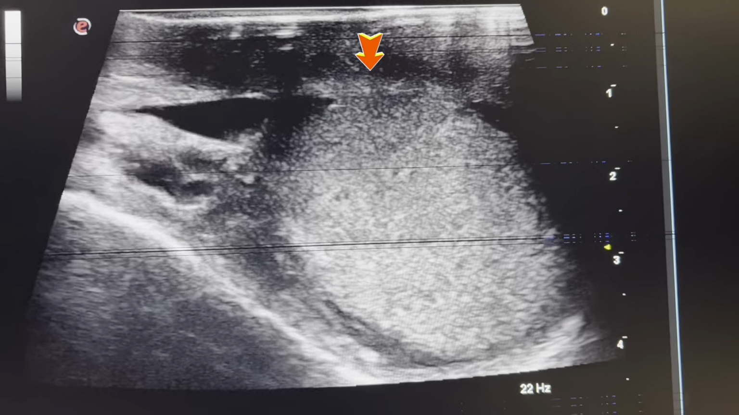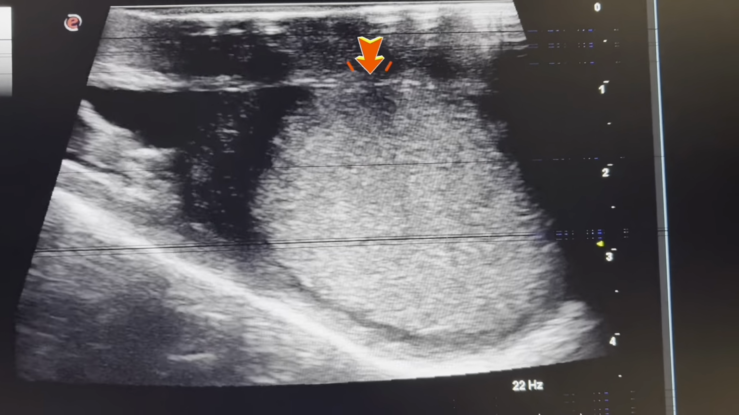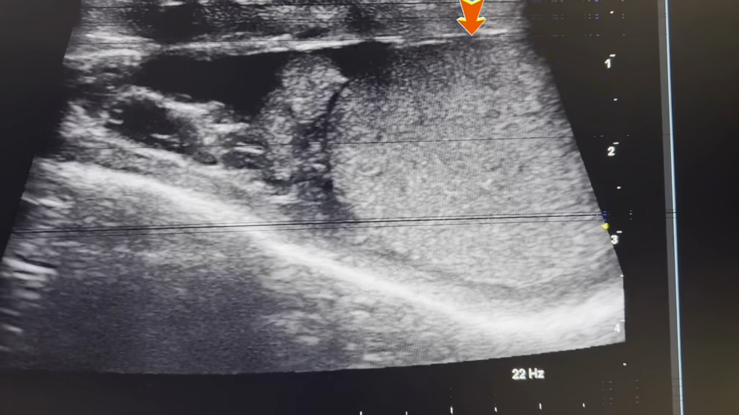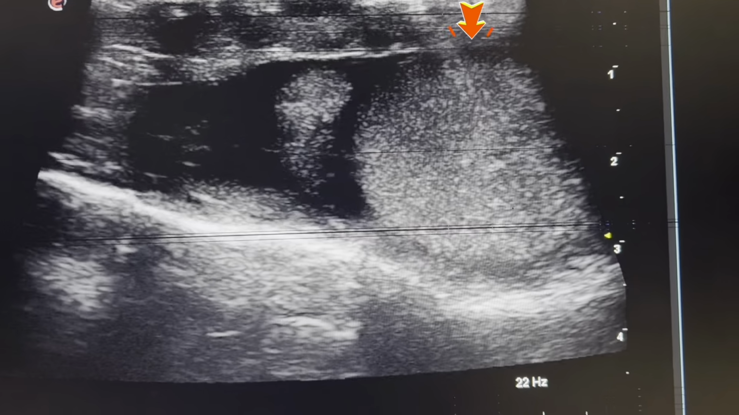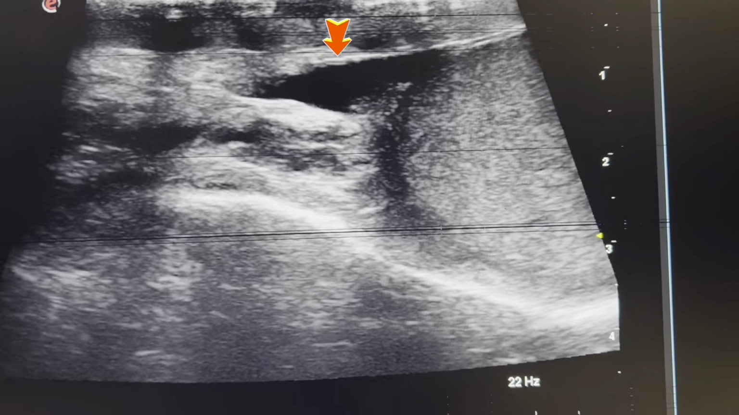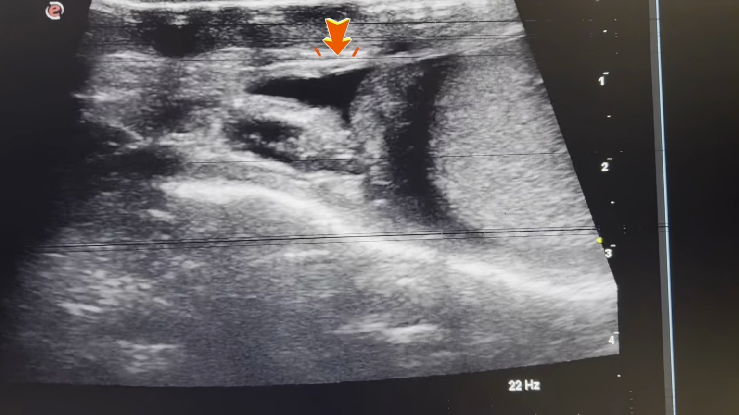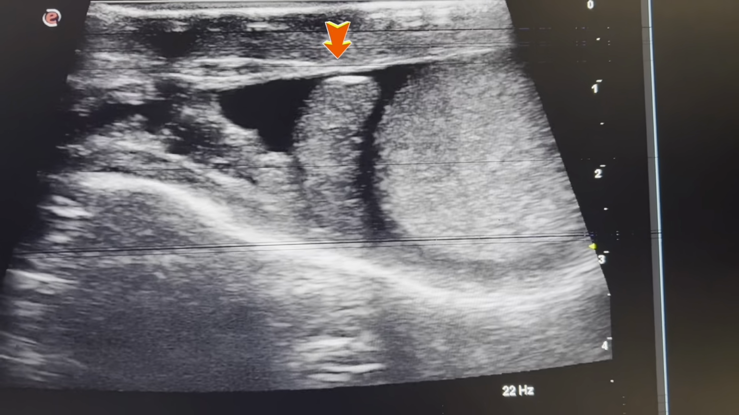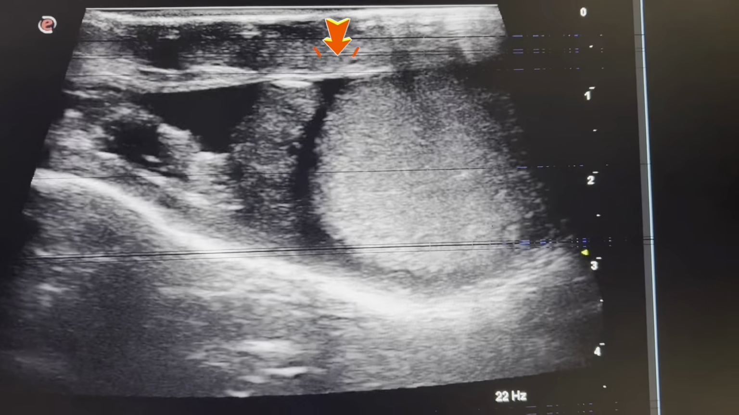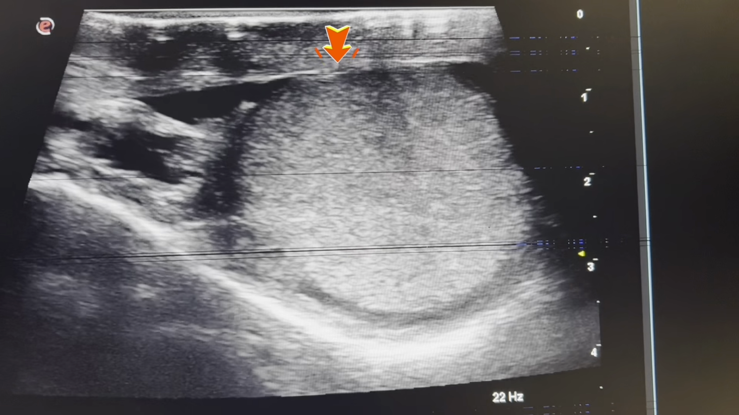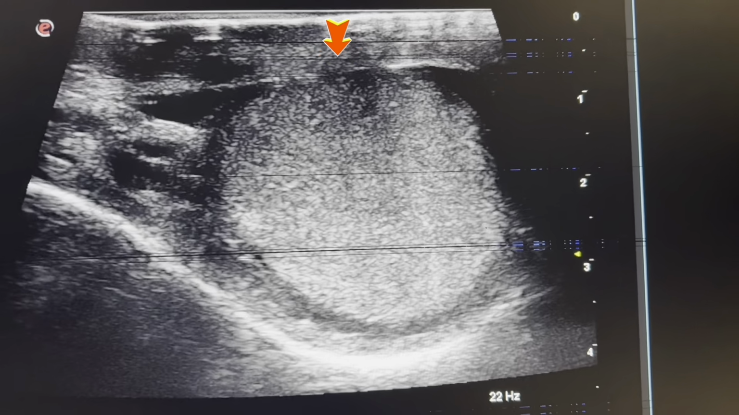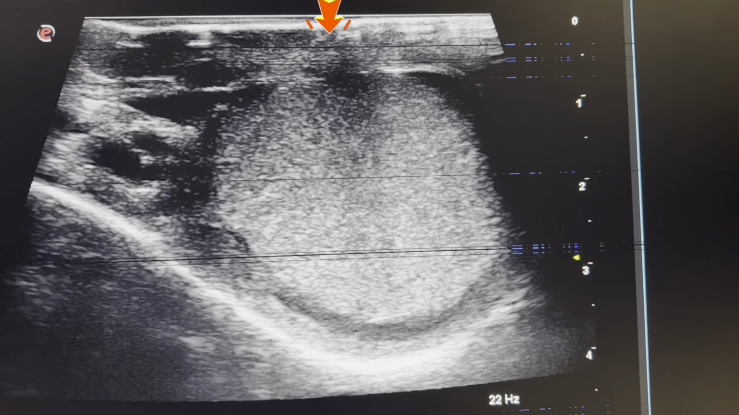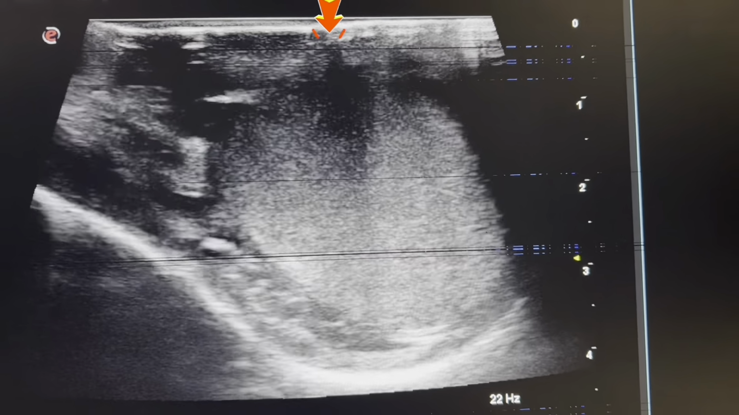Now we are scanning the left testis. The left testis shows normal homogeneous texture. The epididymis and spermatic cord are also normal in size and show normal texture. But minimal anechoic fluid is also present in the left scrotal sac. The scrotal skin is also normal in size and shows normal texture.